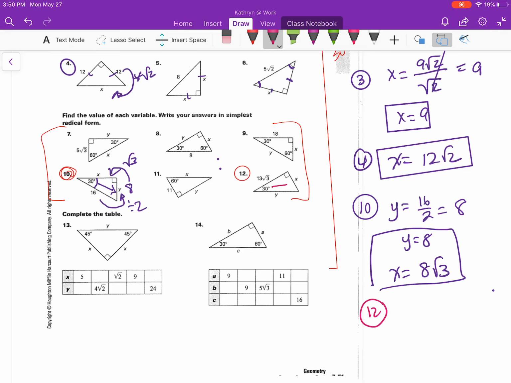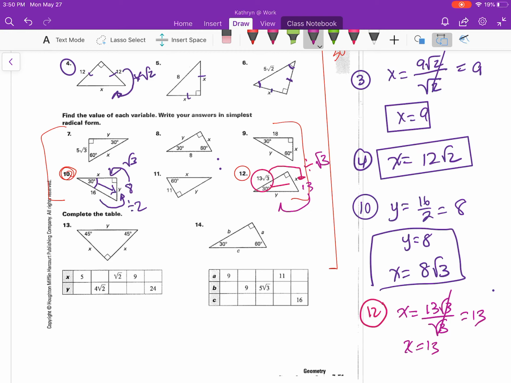Number 12, let's start off with finding the short leg. I'm given the longer leg, 13 times the square root of 3. And to find the short leg, I'm going to divide by the square root of 3. So x is going to equal 13 radical 3 divided by radical 3. Those radical 3's will cancel. And my short leg, x, will equal plain old 13.